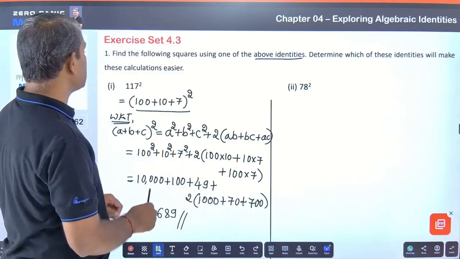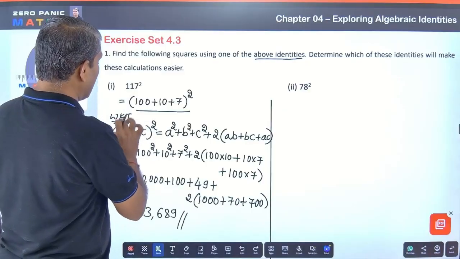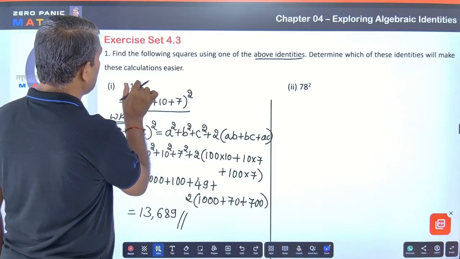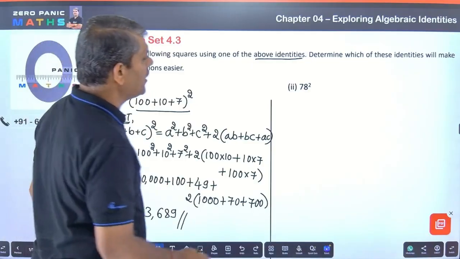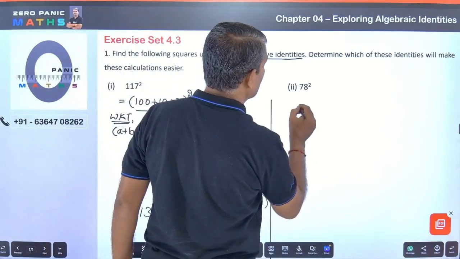But what you have to understand here is how this identity will help us in making our calculation easier. Okay, that is the thing that you need to understand. Let us calculate quickly for the second also.